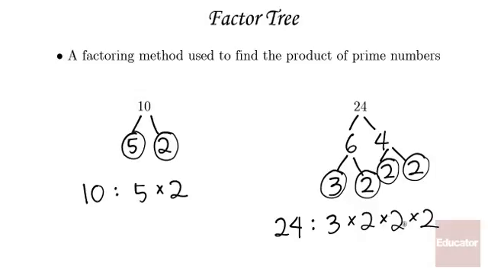Now since I have the same numbers here, I can write this in exponent form. So this can also be 3 times 2 to the 3rd power because I have 2 3s. I'm sorry, 3 2s.